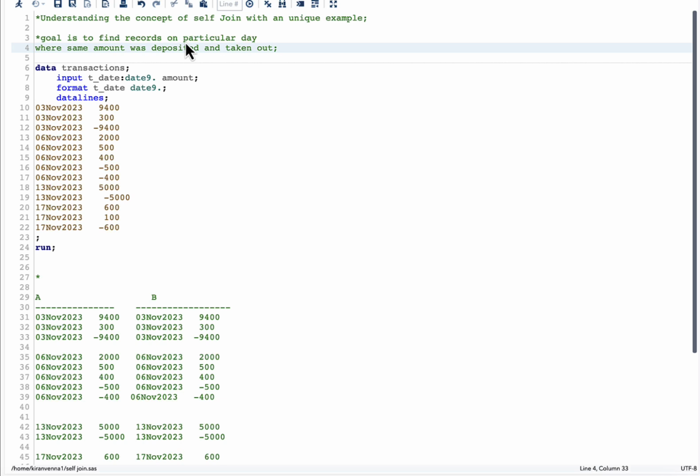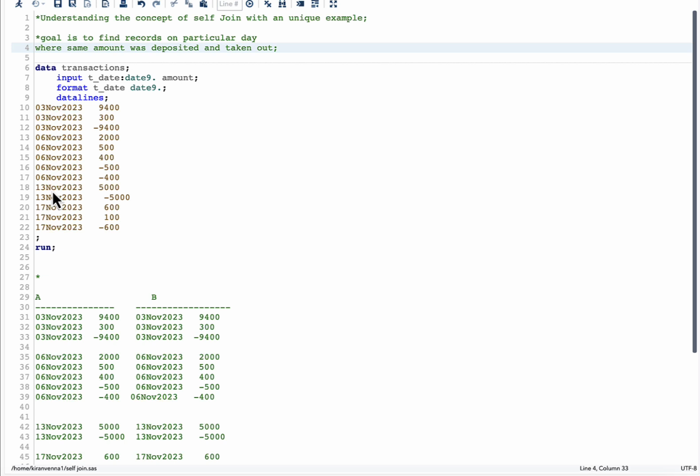Now we can understand this by looking into the first three observations in which our t_date is 3rd November 2023. So when it is 3 November 2023, if you look into the first and the third record, we have the same amount, but one amount is deposited, so it is positive. Another amount is taken out, it is negative. And similar scenarios exist for t_date of 06 November 2023 and 13 November 2023.